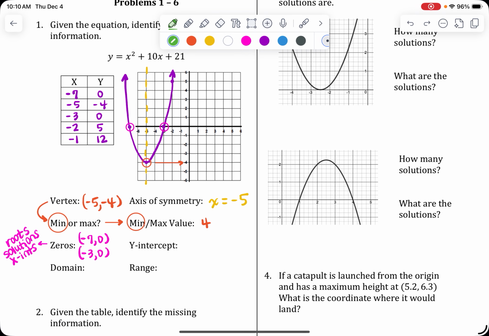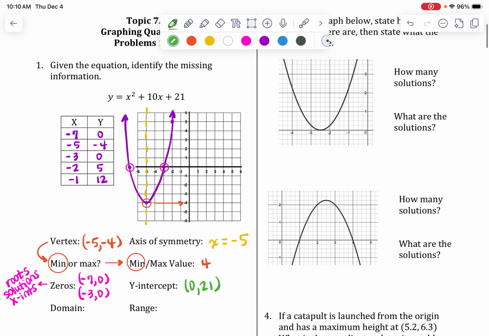Or, let me give you a third option. Hold on, let me just go ahead and write it, 0, 21. When your function is written in standard form, which ours is, then the c value is the y-intercept, right? Because it's the constant hanging off the end, kind of like the b in y equals mx plus b. So the c value hanging off the end is your constant, is your y-intercept. So that's literally 3 different ways: table, graph, c value. 3 different ways you can identify your y-intercept.